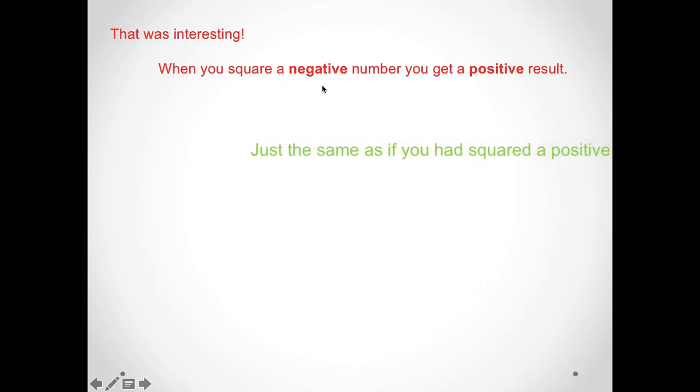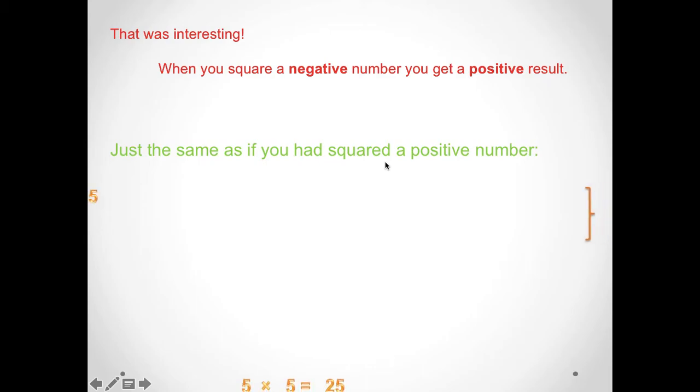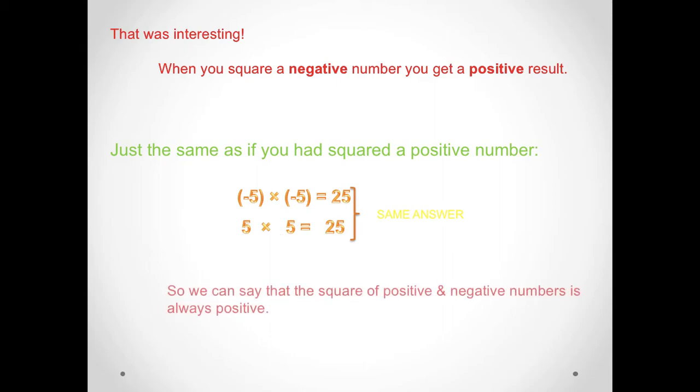When you square a negative number, you get a positive result, just the same as if you had squared a positive number. For example, negative 5 will give you positive 25. It's the same way as multiplying a positive times a positive. So we can say that the square of positive and the square of negative numbers are always the same, or always positive.